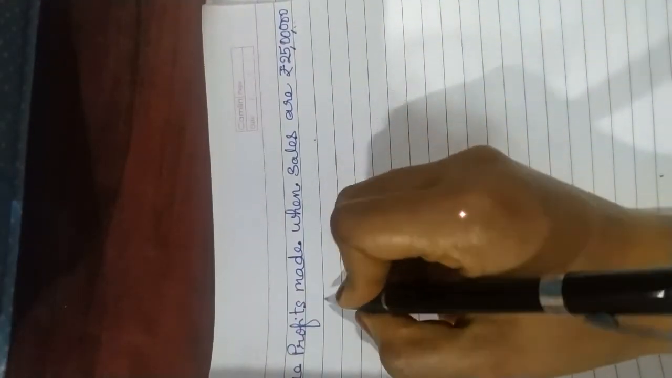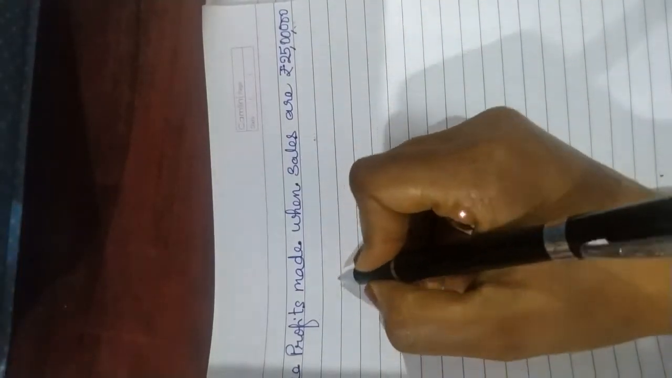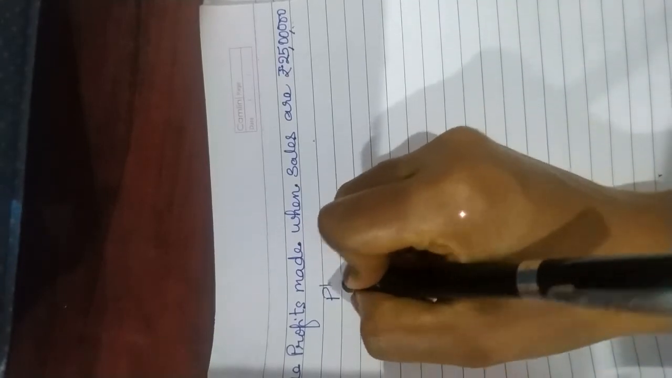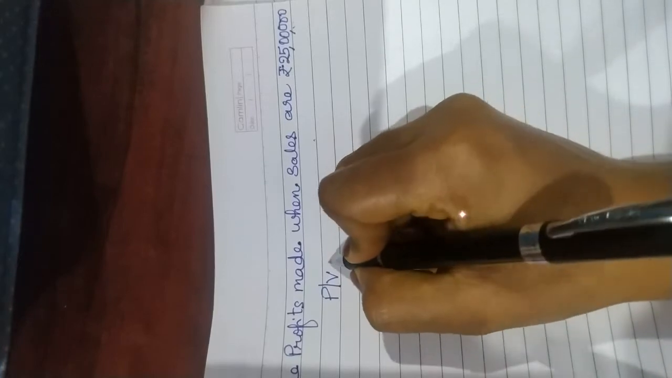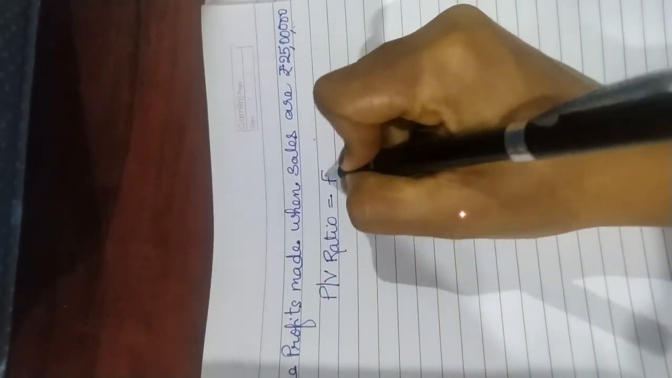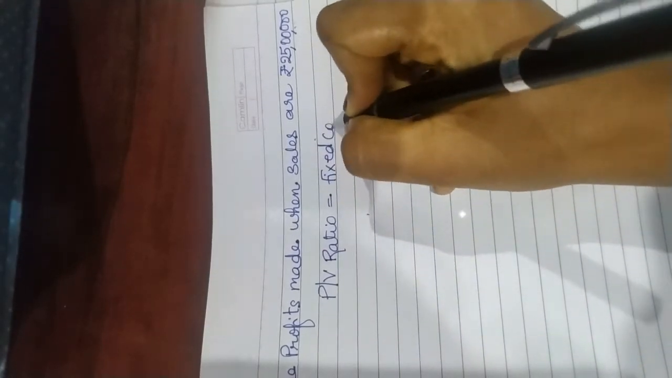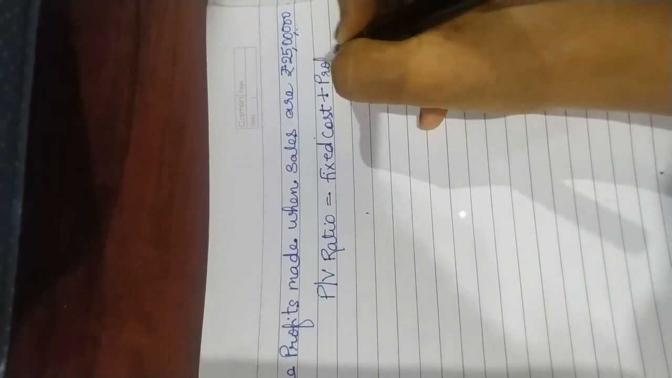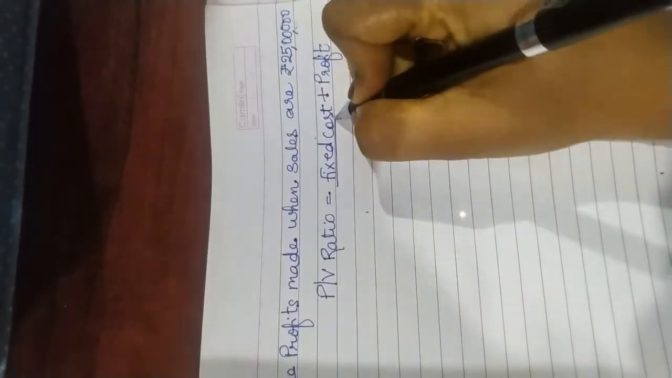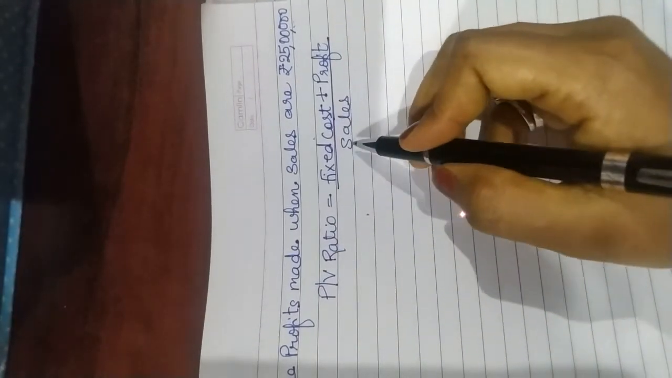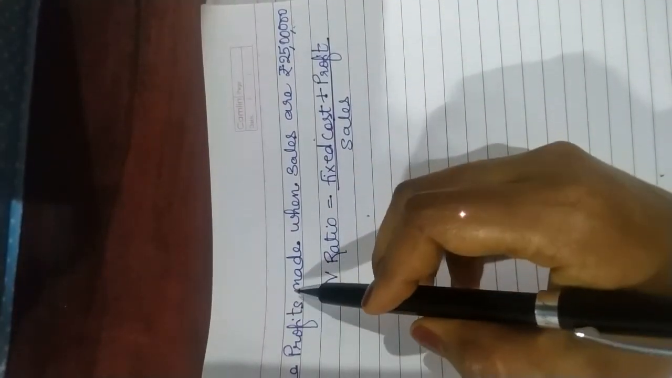Just as we have seen in the previous problem, the formula to calculate desired profit: PV ratio is equal to fixed cost plus profit divided by sales. You have to learn all these formulas. So this is the formula to calculate desired profit.